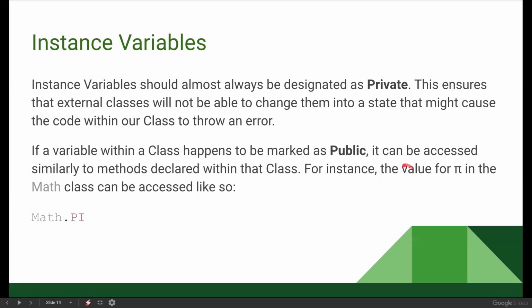So for example, an instance variable that is public in a class we've been working with is pi in the Math class, where you can access Math.pi. This isn't a method, so we don't need any parentheses after it. This is just the value of a variable. So we can say Math.pi to access that very accurate value for pi.